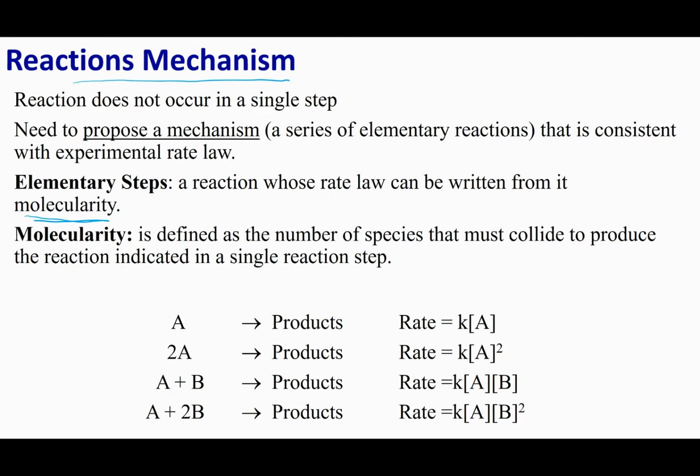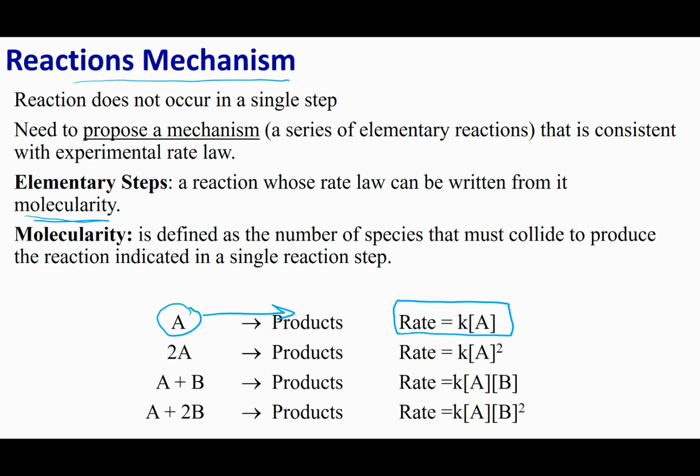So let's take a look at some possible elementary steps that I can invoke to try to build my overall reaction. One thing I can do is have my reactant just go to products. If I want to talk about the molecularity of this reaction, we would call this a unimolecular process, meaning one thing reacts and then I get to my products. If that's the case, I can write the rate law based on the molecularity, and that means the rate is going to be some rate constant times A to the first power.